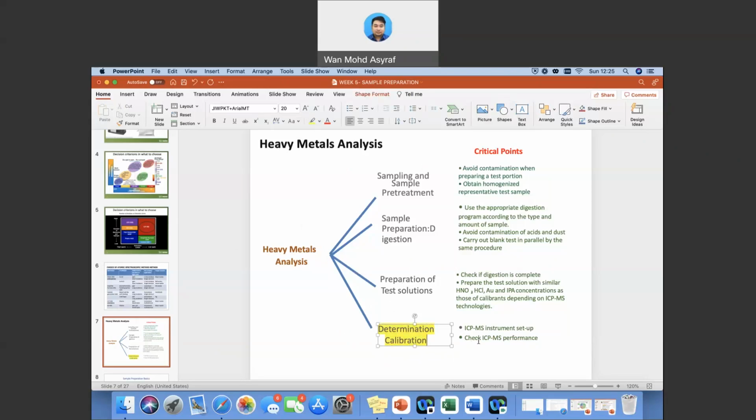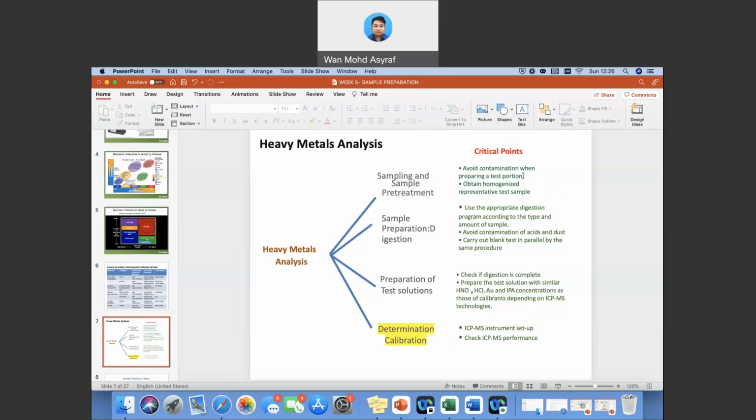So what happens before the sample can be used for analysis by the instrument? When we look at sampling and sample pretreatment, the critical point you need to understand is that you need to have an idea of how to avoid contamination when preparing a test portion.